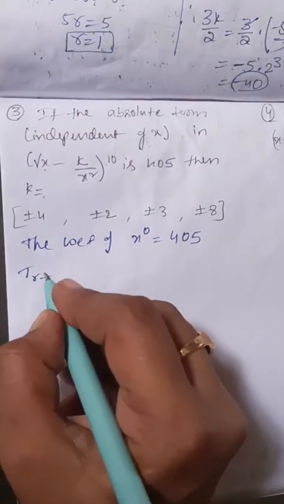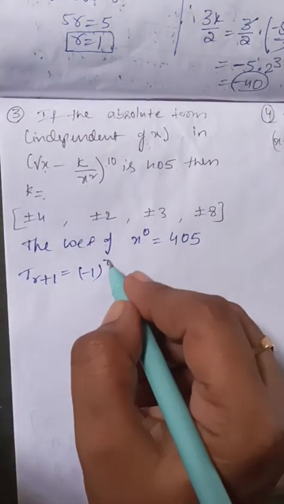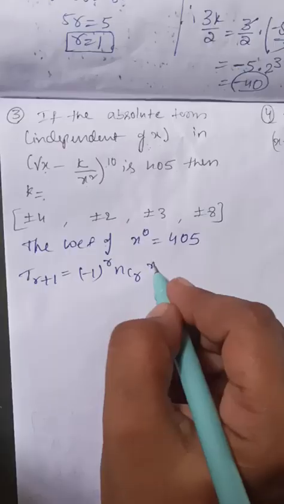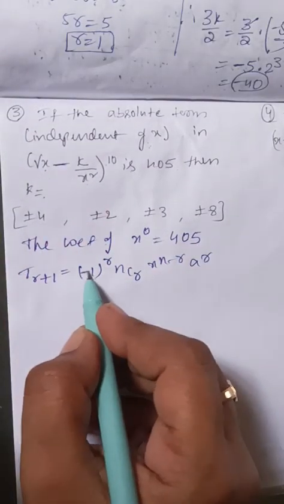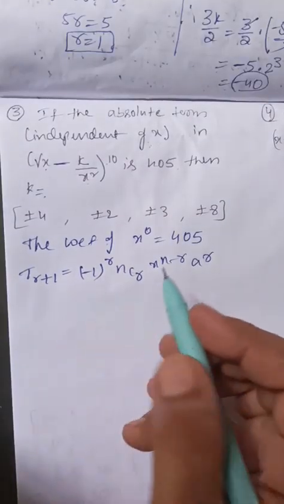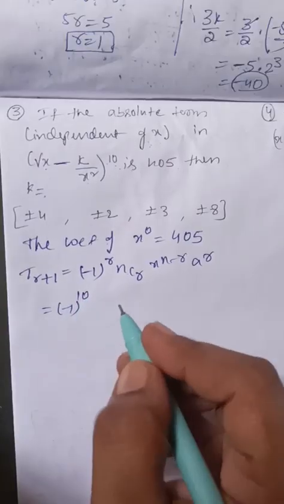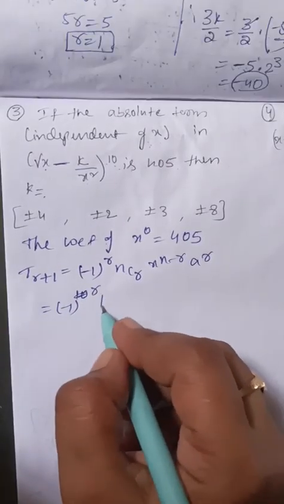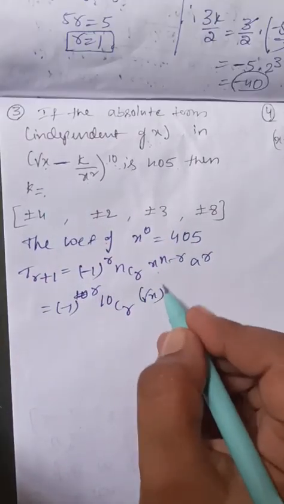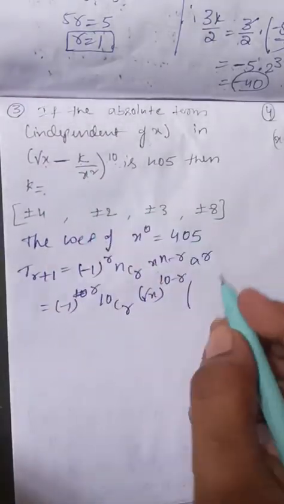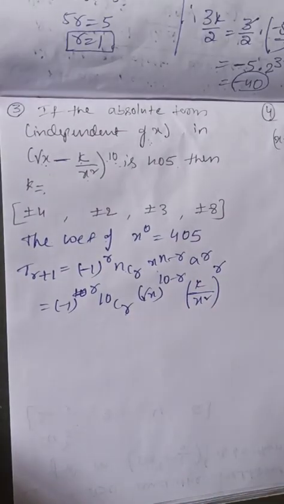Okay, for this we are using general term to find r. (−1)^r, nCr, x^(n−r), a^r. Here minus is there, that's why we are taking (−1)^r. And n is 10. So (−1)^r, 10Cr, x is the first term, (√x)^(10−r), and the second one is (k/x²)^r.